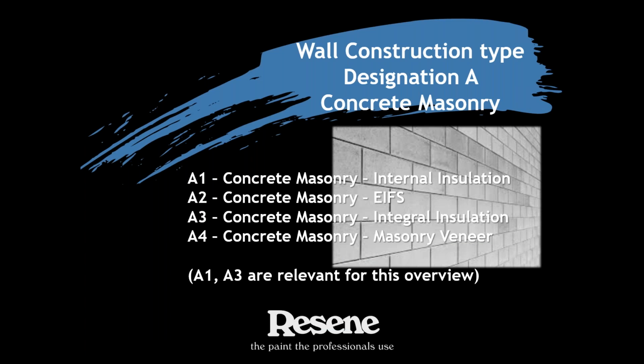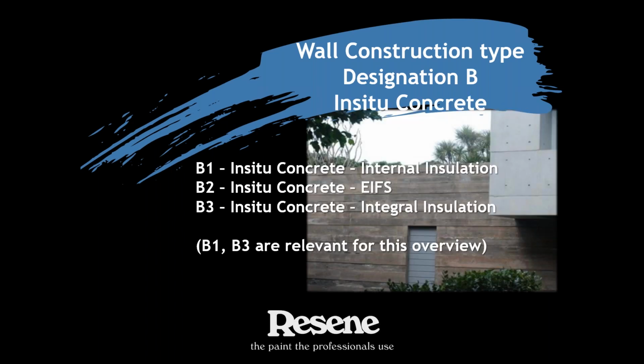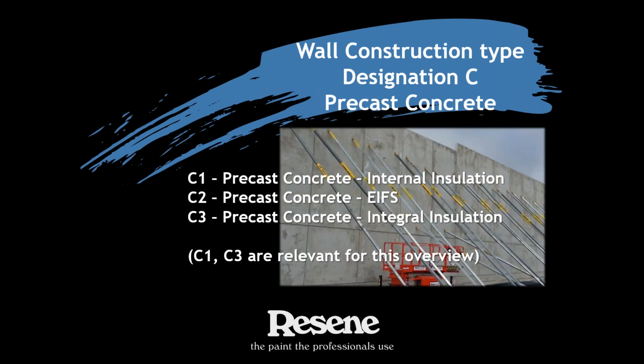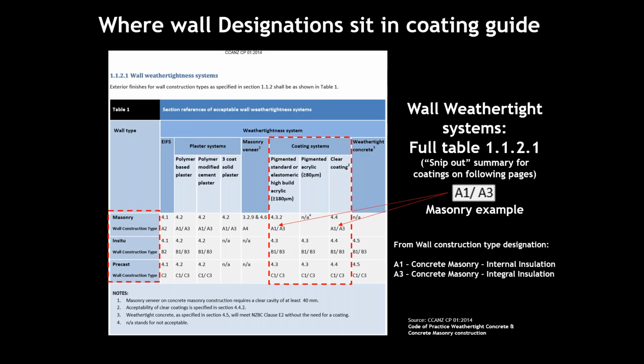Now I will flick through these fairly quickly. These are the designations for each area. For masonry, A1 and A3 are relevant to the coatings guide. I'll point out in a few slides where these sit, just so that you're able to identify them. Insitu B1 and B3, precast C1 and C3. So now this is the guide from the Code of Practice, and I'm going to zoom in on these areas that I've highlighted here on the next slide, but I'm just showing you where the designations sit. So there's your A1 and A3 in masonry construction, and we're just looking at the coating systems area for this today.